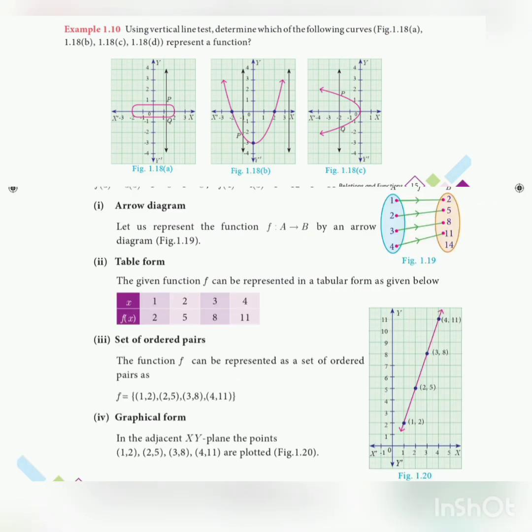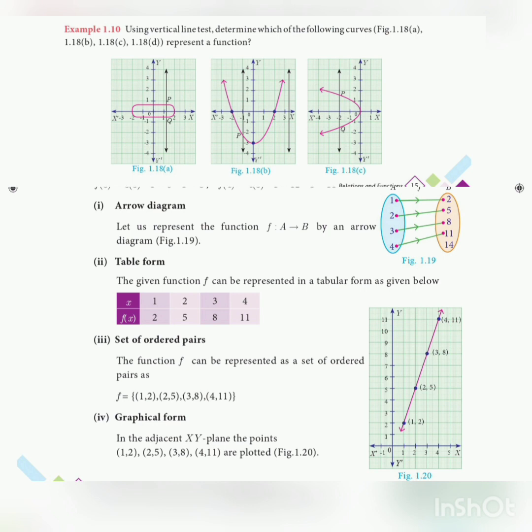Next, example 1.11. Problem is, let A equal to {1, 2, 3, 4} and B equal to {2, 5, 8, 11, 14} be two sets. Let f from A to B be a function given by f of x equal to 3x minus 1. Represent this function. Subdivision 1 is by arrow diagram, subdivision 2 in table form, subdivision 3 as a set of ordered pairs, and the fourth subdivision is in graphical form. So we have to represent the function.